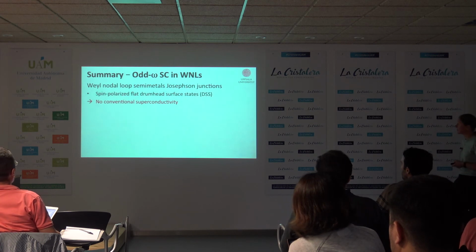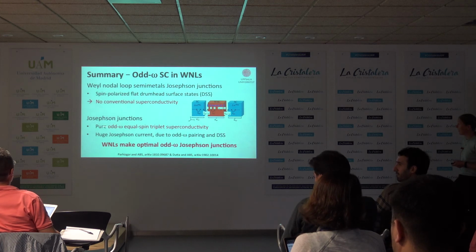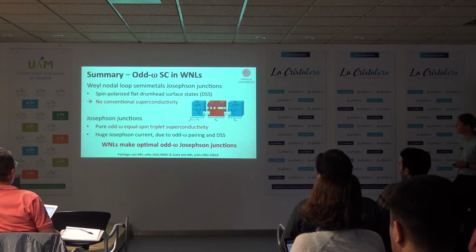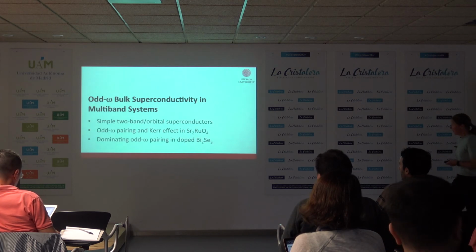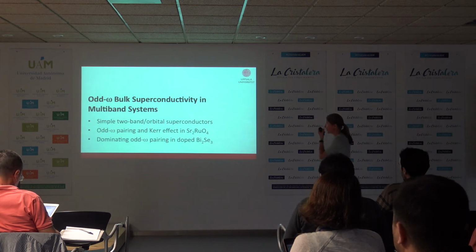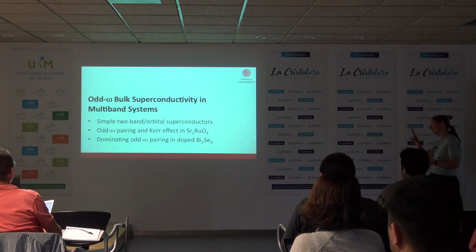So this is your summary. You cannot have any conventional superconductivity, but you have odd frequency equal spin triplet superconductivity, and it gives you a huge Josephson current, much bigger than been seen before. Okay, so let me spend the last minutes talking about multiband systems. Here the story is similar, but different enough.